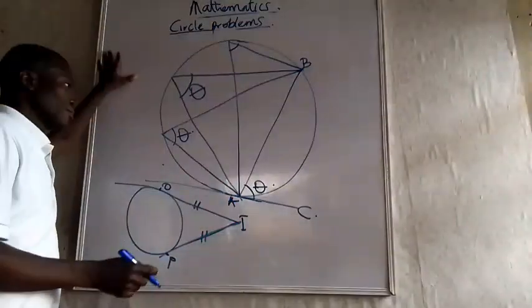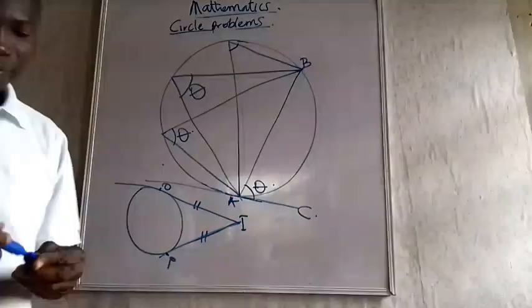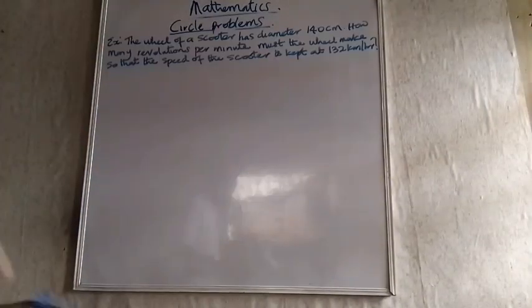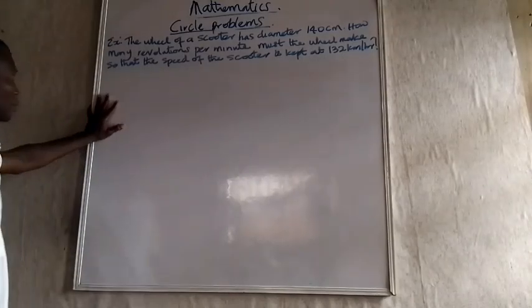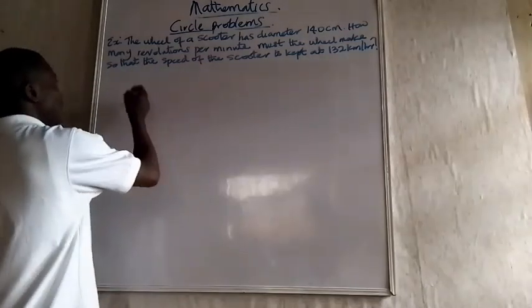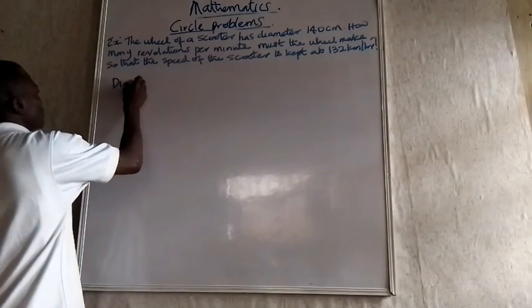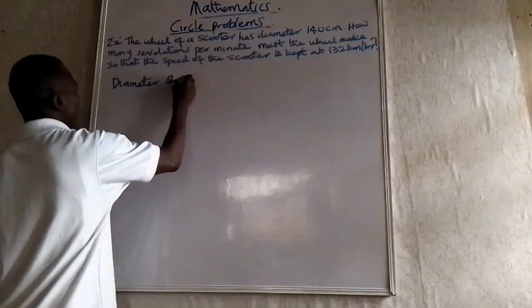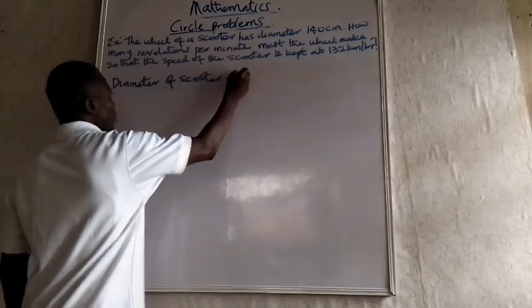Now let's solve some real problems now. So the question goes thus. The wheel of a scooter has diameter 140 centimeter. How many revolutions per minute must the wheel make so that the speed of the scooter is kept at 132 kilometers per hour? Now, we know the diameter of the scooter wheel to be equal to 140 centimeter.